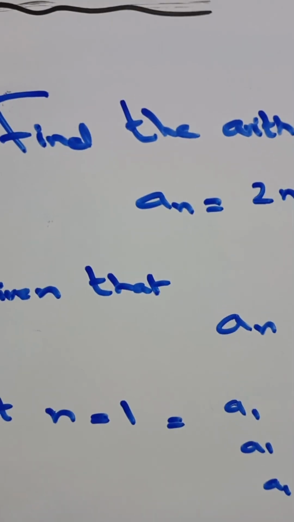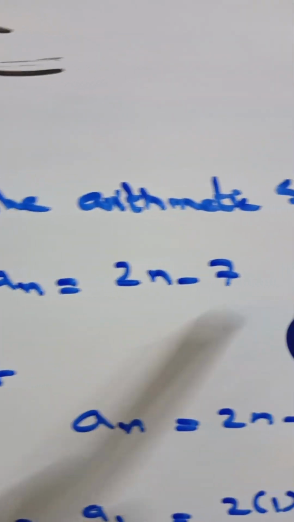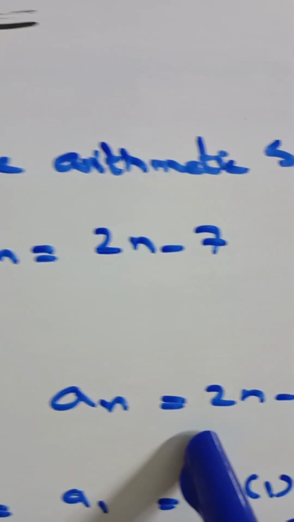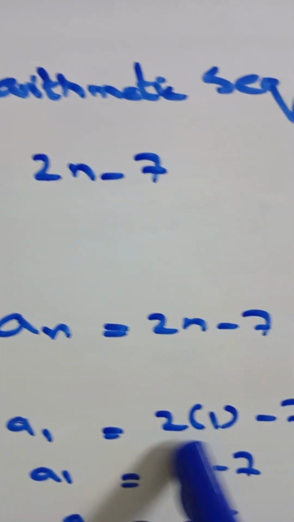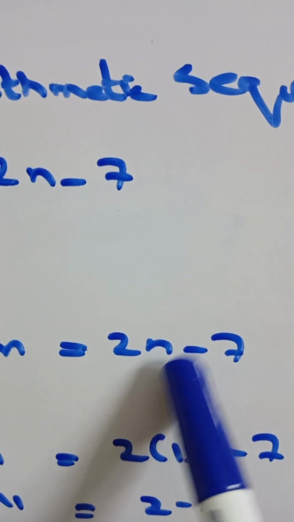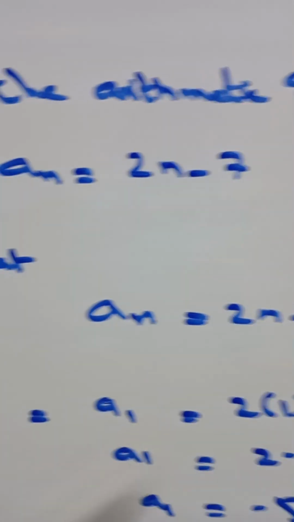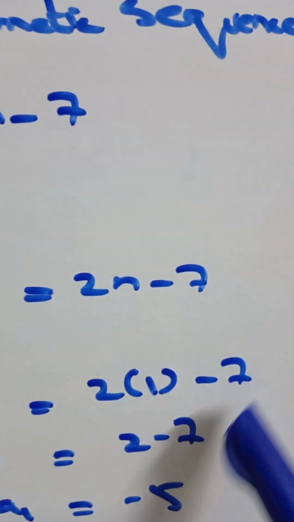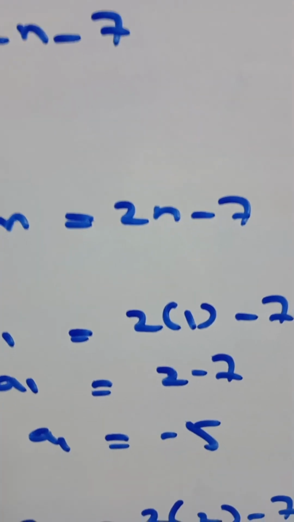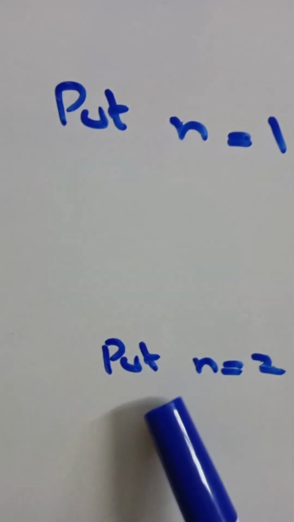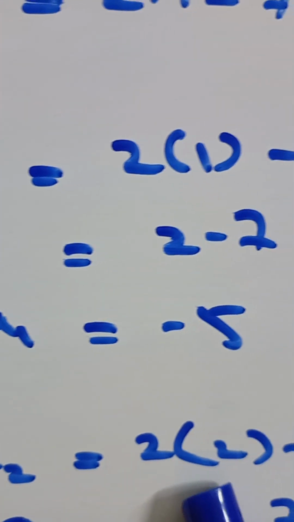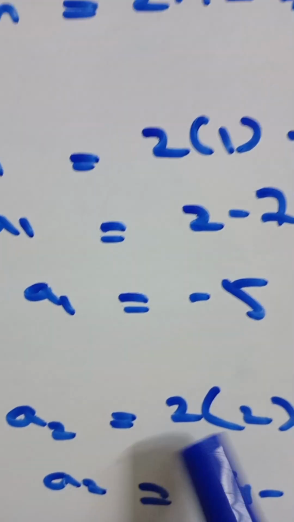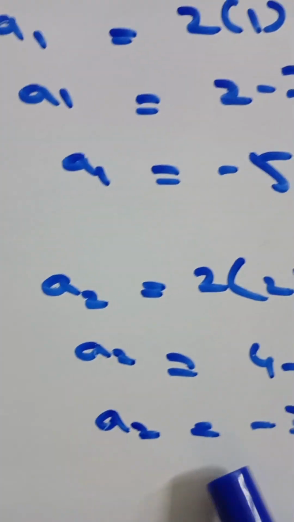I hope it's clear. Now they have given us a question: find the arithmetic sequence where an equals 2n minus 7. Given that an equals 2n minus 7, put n equals 1. A1 equals 2 times 1 minus 7. You got it? Now a1 equals 2 ones are 2, minus 7, so a1 equals minus 5. Understood? Number 2, put n equals 2. Now put 2 where n is, a2 equals 2 times 2 minus 7. So 2 twos are 4 minus 7, and a2 equals minus 3.